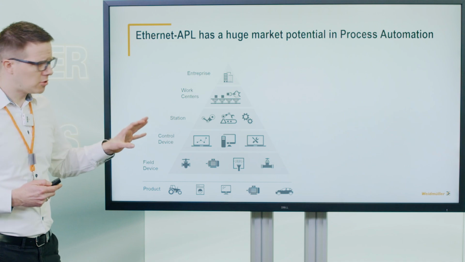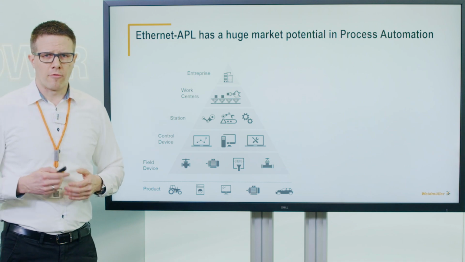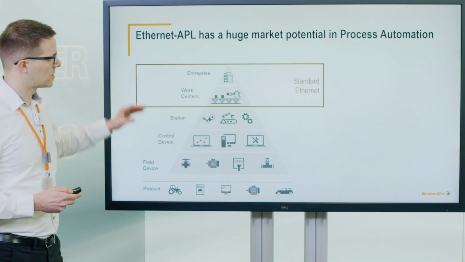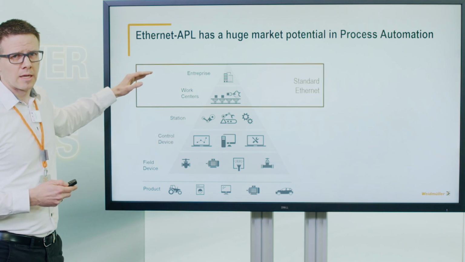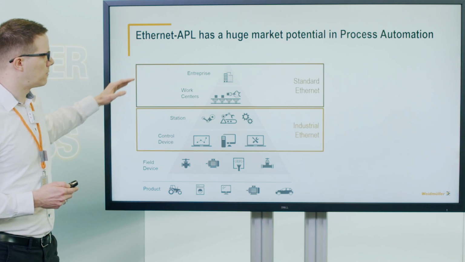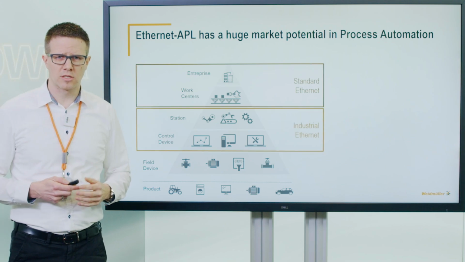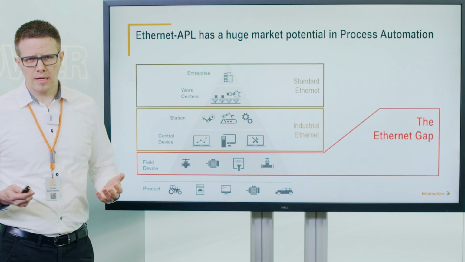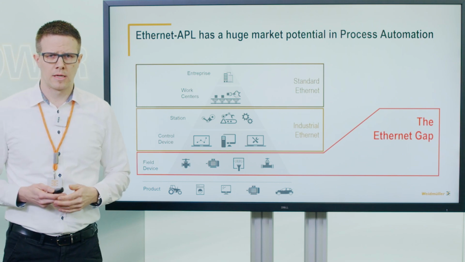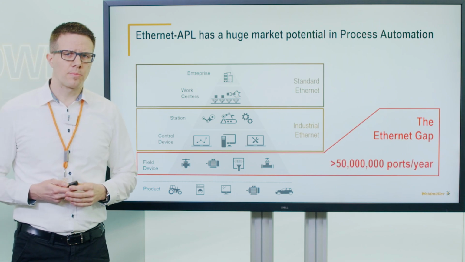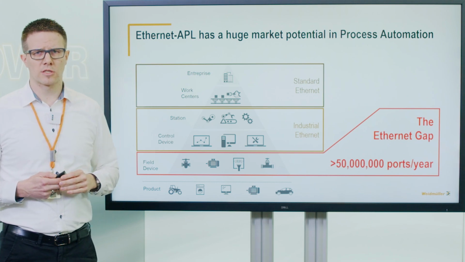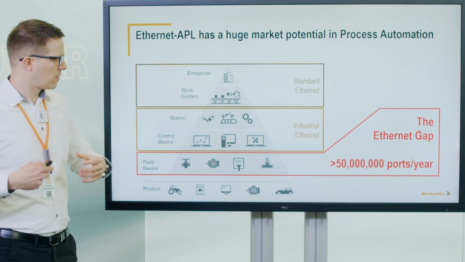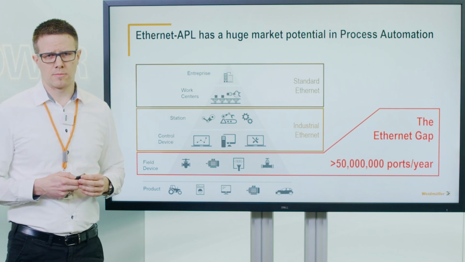And there is actually a huge potential when we think of all these different kinds of sensors. So let's look at this process automation pyramid. We see the standard Ethernet on the enterprise level and on the different work centers. Then we see the industrial Ethernet on the different workstations and control devices. But then there are the field devices and sensors, where today there's a kind of Ethernet gap. And we can assume that there's a potential of 50 million ports or 50 million nodes per year. We know this high number based on these existing field bus systems.